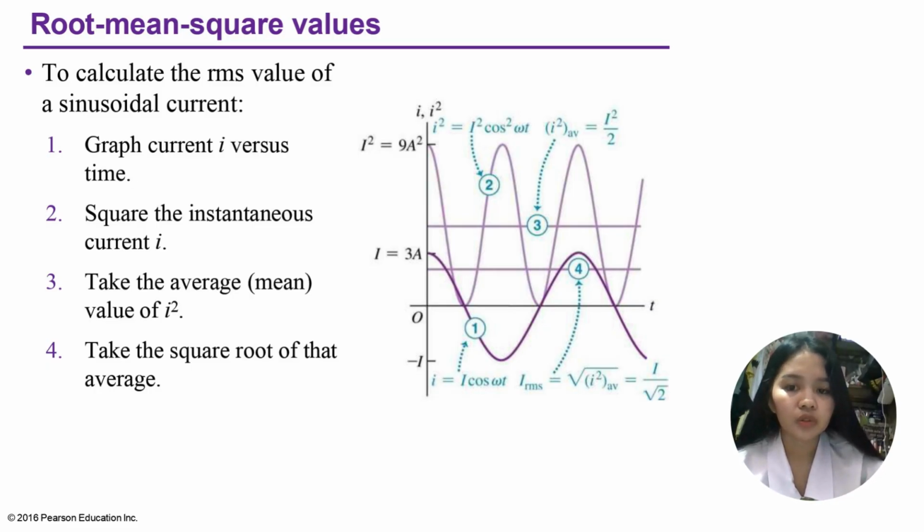When dealing with AC circuits, it's often useful to work with root mean square, or RMS, values rather than instantaneous or peak values. The RMS value of a sinusoidal current is defined as the equivalent DC current that would dissipate the same amount of power in a resistor. To calculate the RMS value, we follow these steps. First, we graph the instantaneous current over time. Next, we square the instantaneous current at each point in time. Then we calculate the average value of the squared current over one complete cycle. Finally, we take the square root of that average value. This gives us the RMS current, which is a measure of the effective current in the AC circuit.